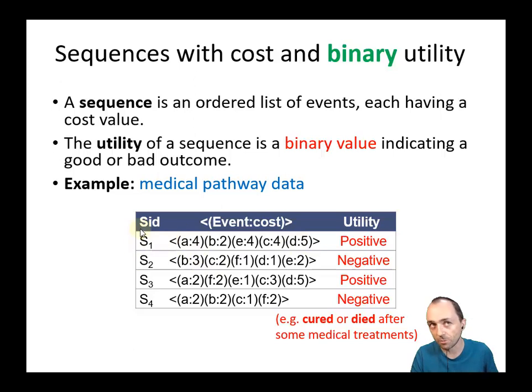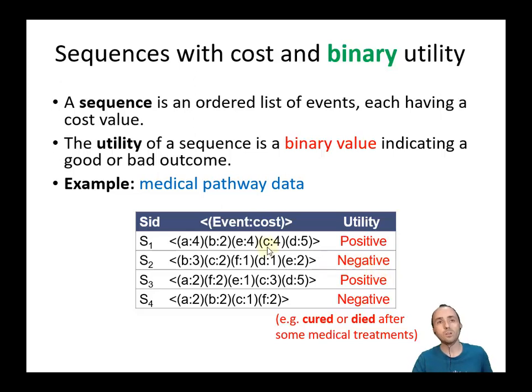So for example, the first sequence may be one person who goes to the hospital. Then they took some medical treatment A, and the cost was 4. Maybe 4 is the time or the money to take the treatment. Then another treatment B has a cost of 2, a treatment E a cost of 4, C a cost of 4, D a cost of 5. And then the utility is positive. Positive means a good outcome, like you get cured. Negative means maybe a bad outcome, like you die, and so on.